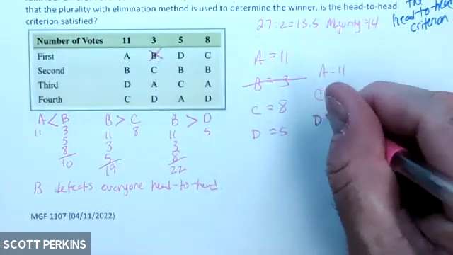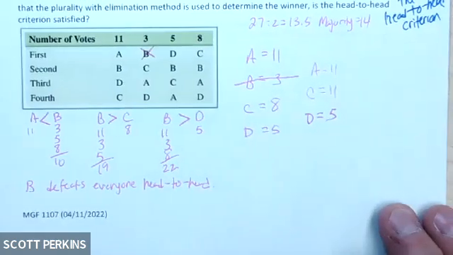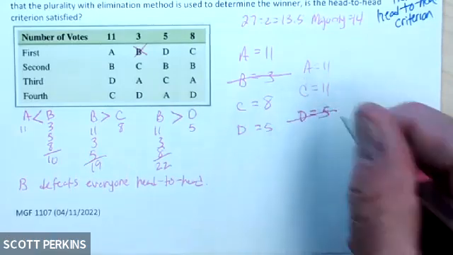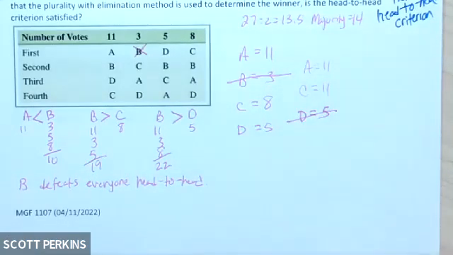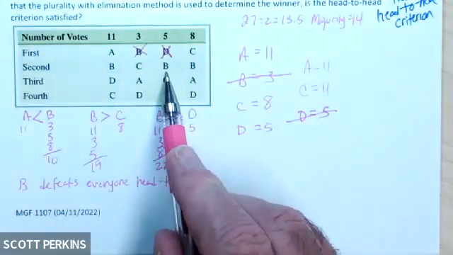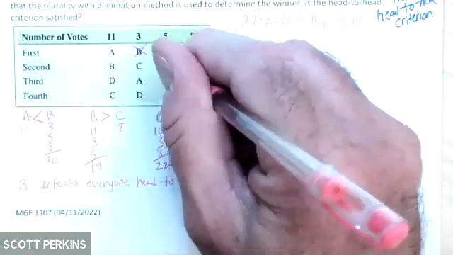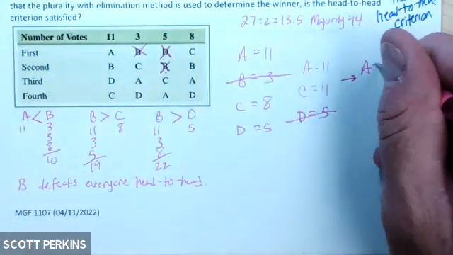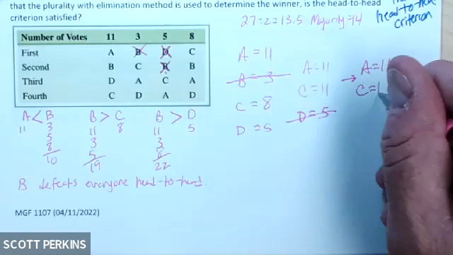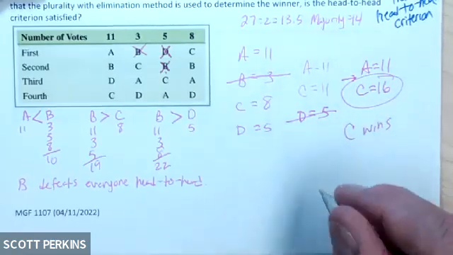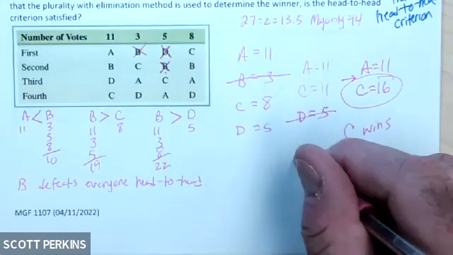So the book is really giving us a little bit of extra work here. They could have just ended that early, but they chose not to. So now I'm going to get rid of D because I still don't have a majority. D's votes would have gone to B, but B is already out of the election. So they go to C. And so that means A has 11 votes, C has 16 votes, C wins, and again, the head-to-head criteria is contradicted.